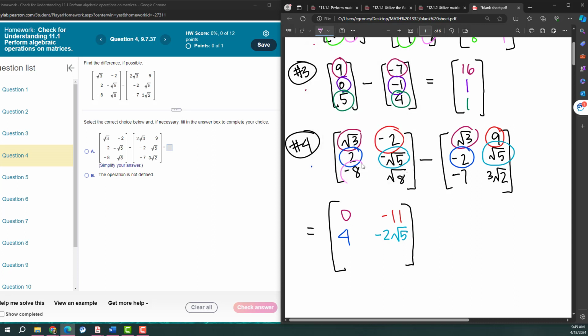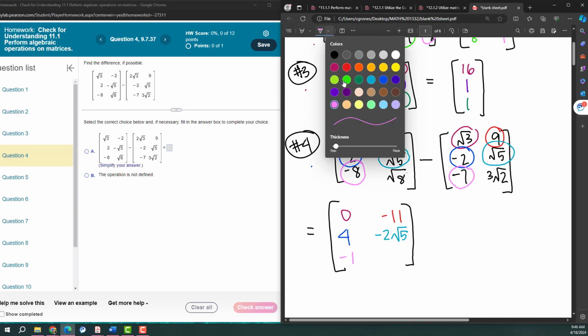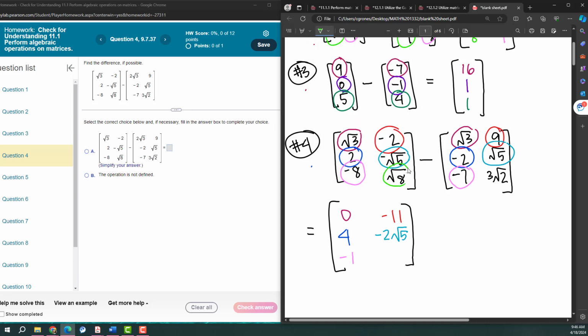For our third row, first column, we have negative 8 minus negative 7. So we have a double negative. Negative 8 plus 7, we get negative 1. And then the third row, second column, we have the square root of 8 minus 3 square roots of 2. So I'm going to write this out over here. Square root of 8 minus 3 square roots of 2.